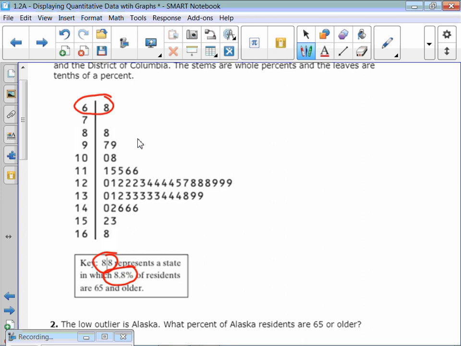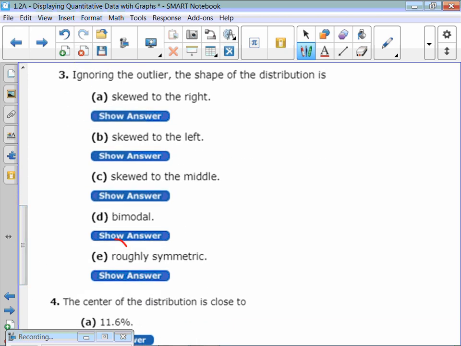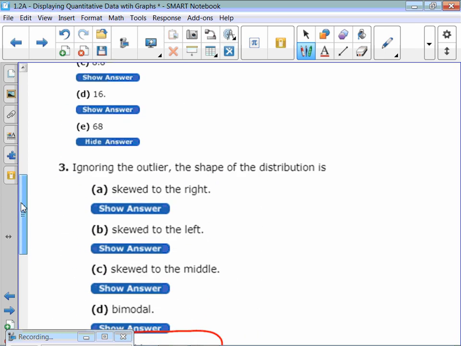So ignoring this outlier right here, what is the shape of the distribution? What'd you say, Evan? Yep, I would say roughly symmetric. Okay. Ignoring the outlier. And then the center of the distribution is close to.